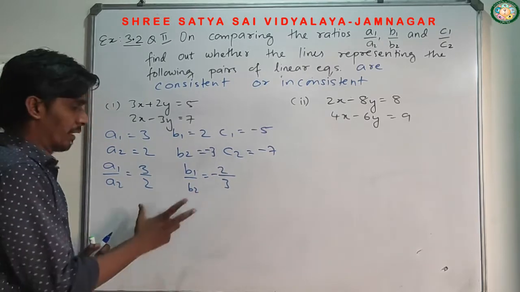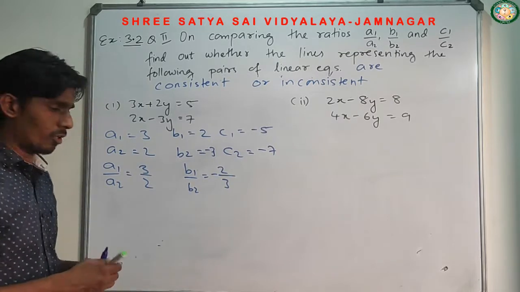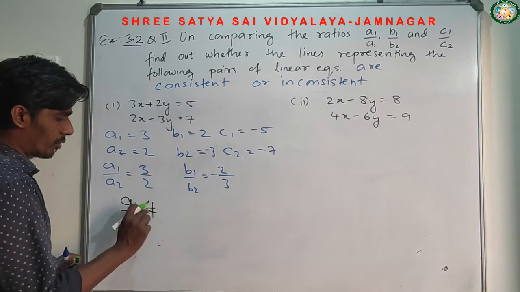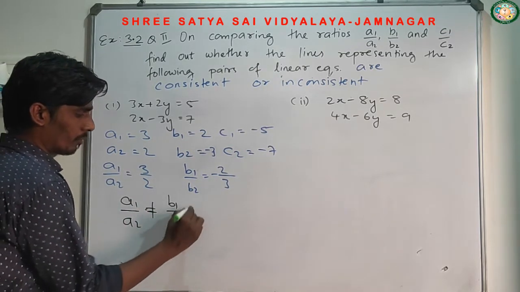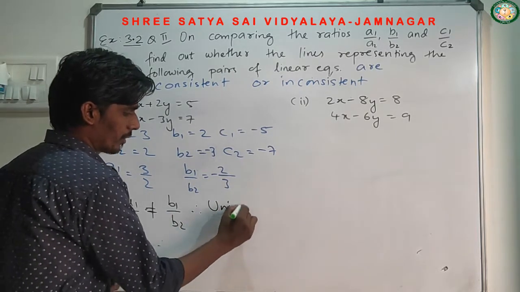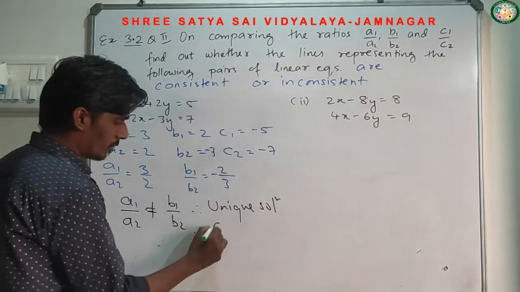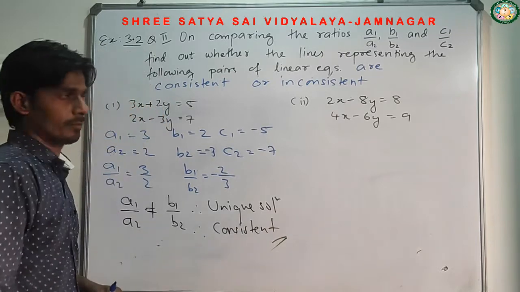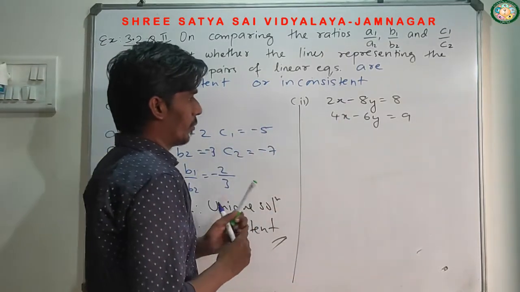They are not equal. If they are not equal, then no need to find C1 upon C2, because directly we can write A1 upon A2 is not equals to B1 upon B2. Therefore, it has unique solution. Therefore, the type of line is what? Consistent equation.